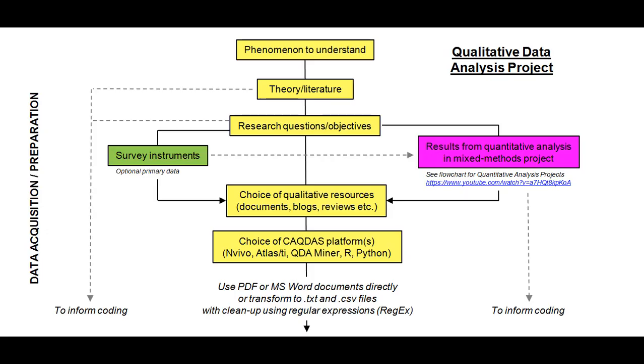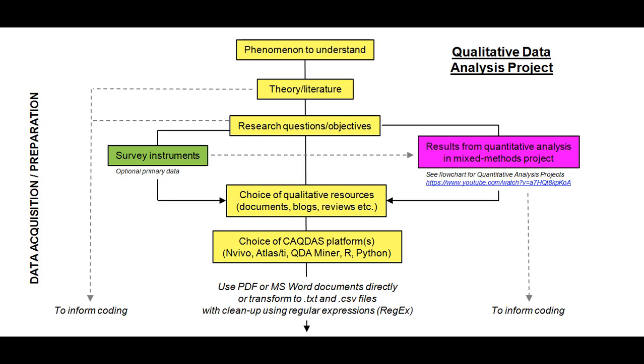Acquisition and preparation. The starting point is the phenomenon to be understood by carrying out the project. Current understanding of the phenomenon from theory and the literature will inform the specific research questions and objectives of the project. These in turn inform what data resources are needed. The resources may be readily available as existing documents, or a survey may be required.